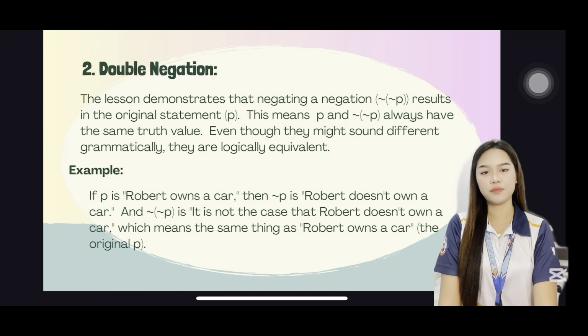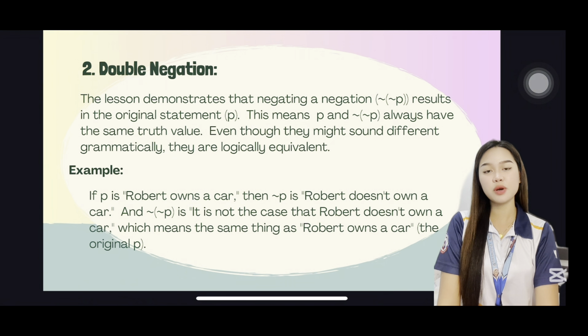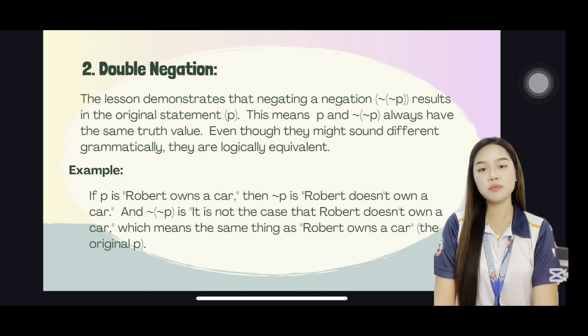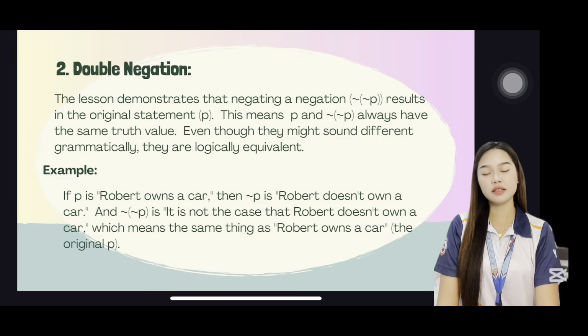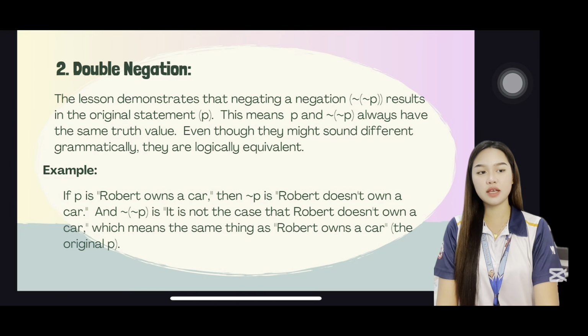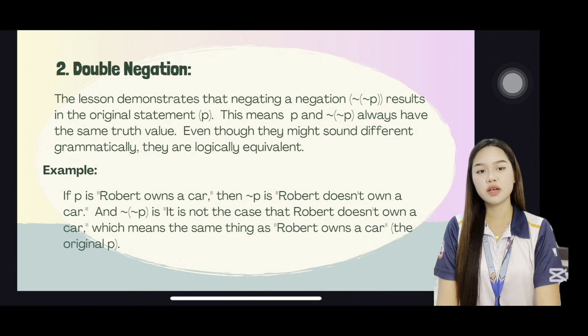For example, if P is Robert owns a car, then not P is Robert doesn't own a car. And the negation of the negation of P is it is not the case that Robert doesn't own a car, which means the same thing as Robert owns a car, the original P.